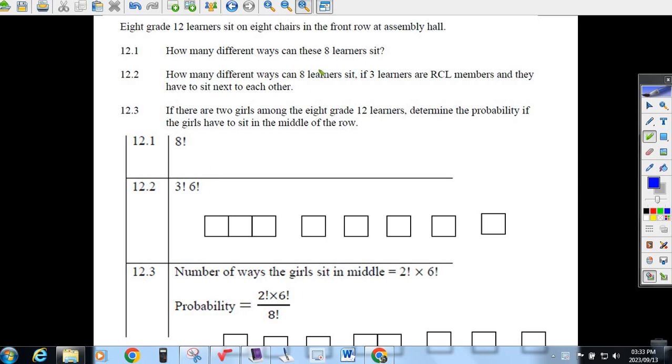Okay, let's try the last question. There are 8 grade 12 learners and they sit on 8 chairs in the front row at the assembly hall. How many different ways can these 8 learners be arranged? How many different ways can they sit?